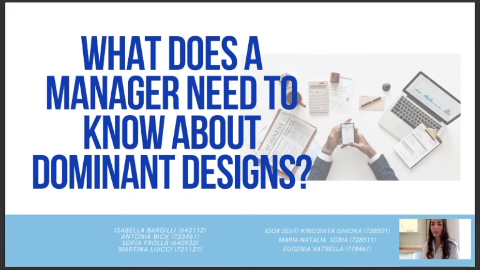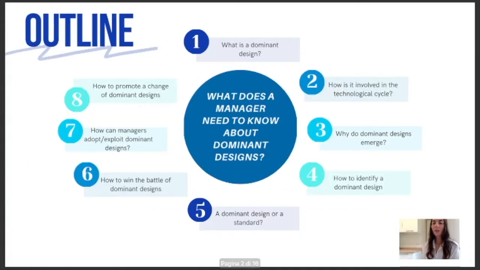So today we're going to discuss a very important topic, which is what a manager needs to know about dominant designs. So here's a quick overview of the main points that we're going to discuss today.